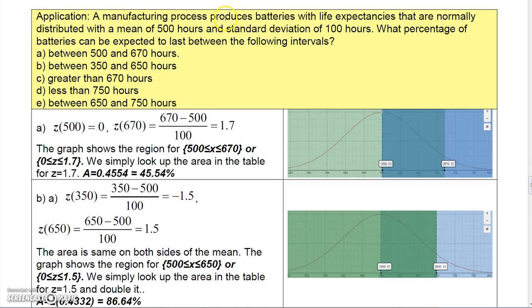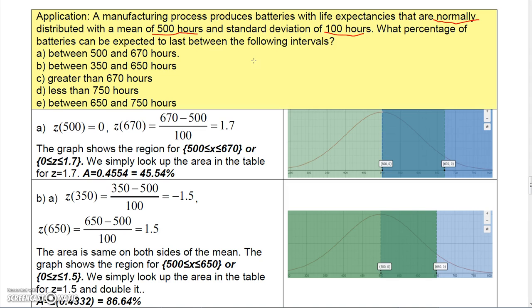A manufacturing process produces batteries with life expectancies that are normally distributed. So this is what you want to look for, normal distribution. And you're given that the mean is 500 hours with a standard deviation of 100 hours. And it says, what percentage of batteries can be expected to last between the following intervals?